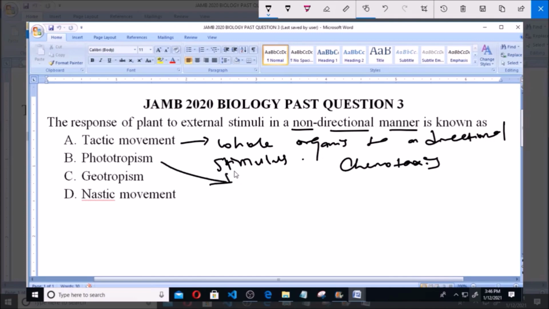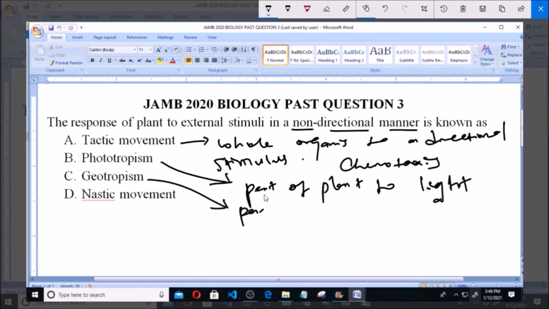Now B says phototropism. Phototropism is the response of parts of plants, not the whole plant, to a directional stimulus, which is light. That's why it's called phototropism. That is a tropic movement. Tactic movement involves the whole organism responding to a directional stimulus, but tropic movement involves parts of the organism. Same too with geotropism: parts of the plants, most especially the roots, respond to gravity. That is the movement of parts of plants in response to gravity.